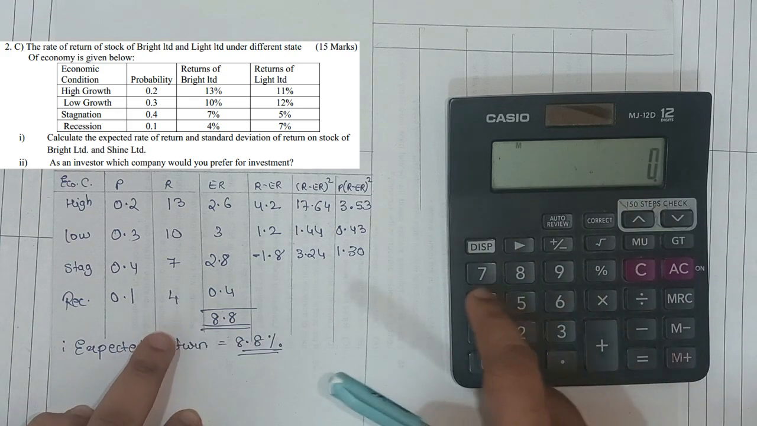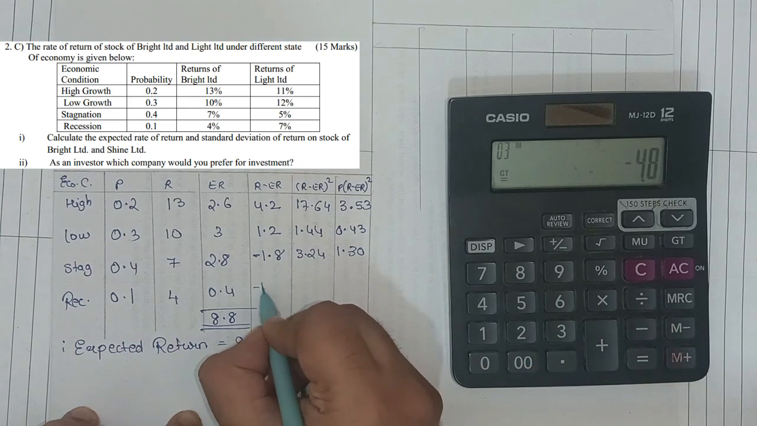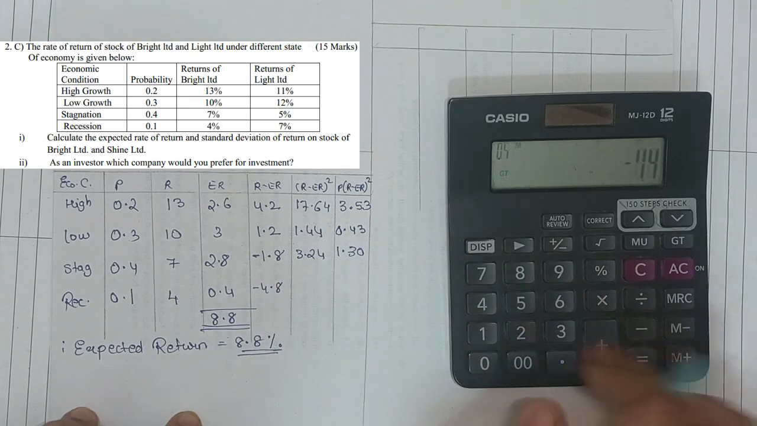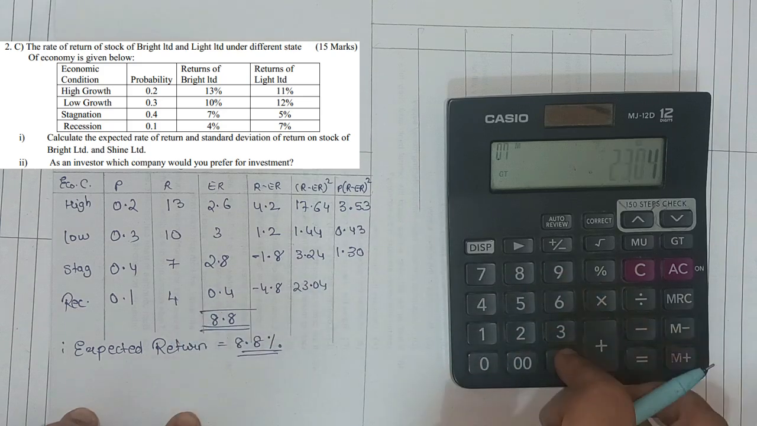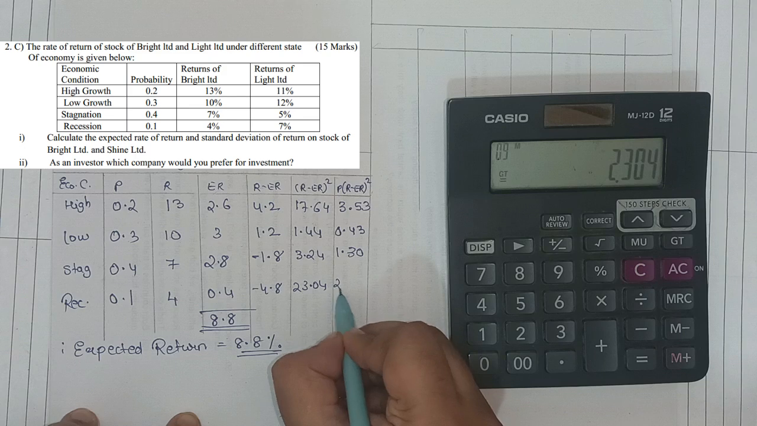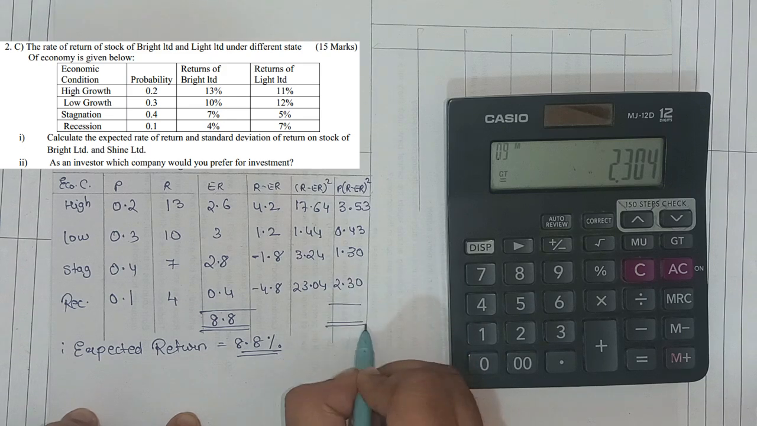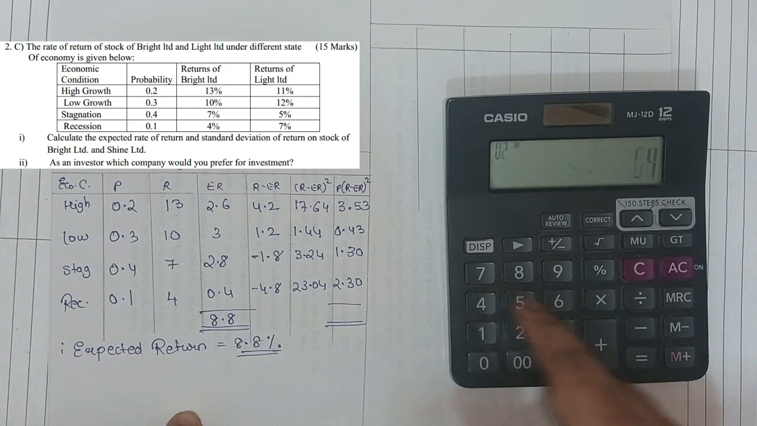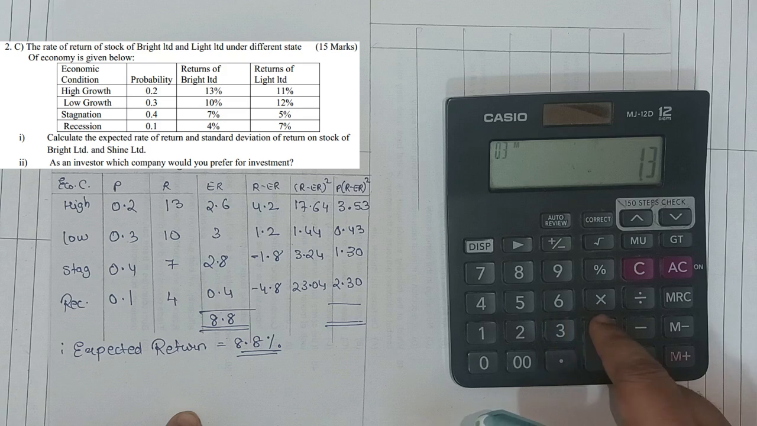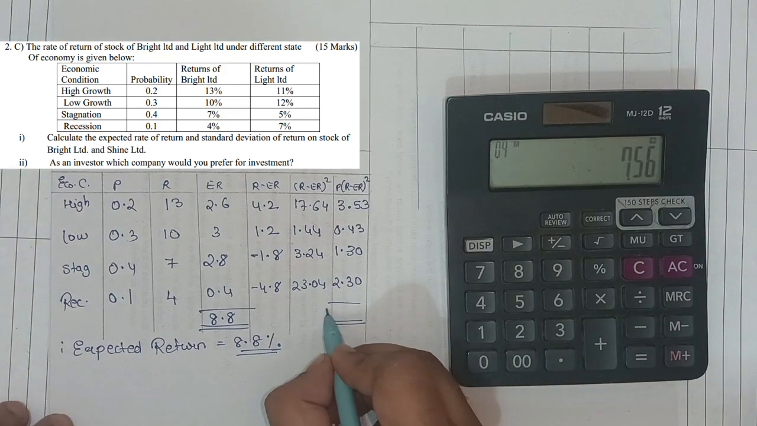Next, return is 4 minus 8.8. It is negative 4.8. The square of that is 23.04 into the probability of 0.1. So I get this value as 2.30. We add up, this is nothing but the variance. So 3.53 plus 0.43 plus 1.3 plus 2.3. So we get the value as 7.56.